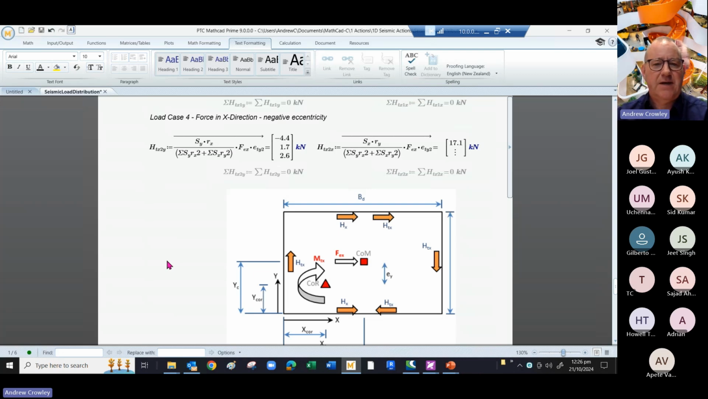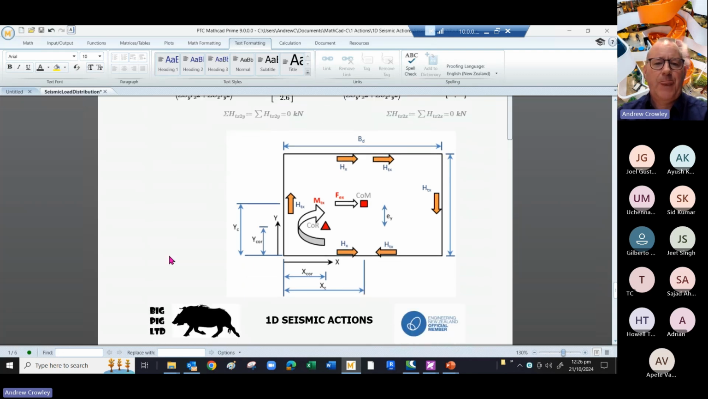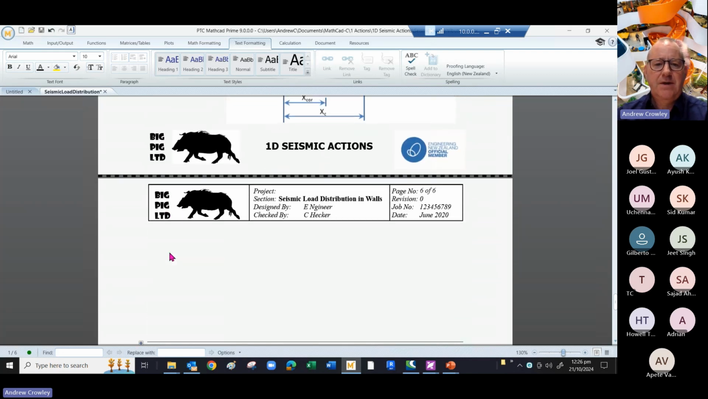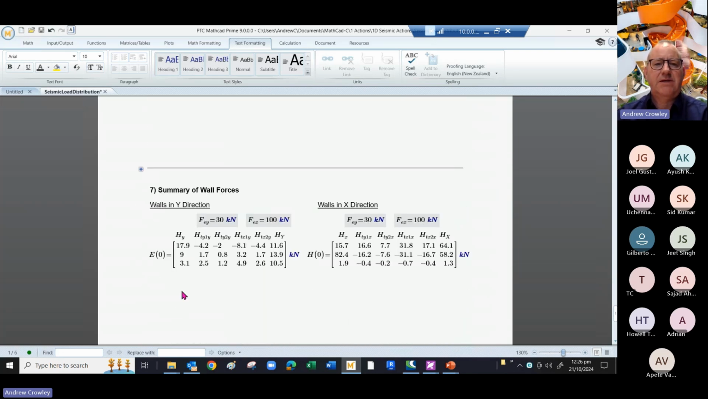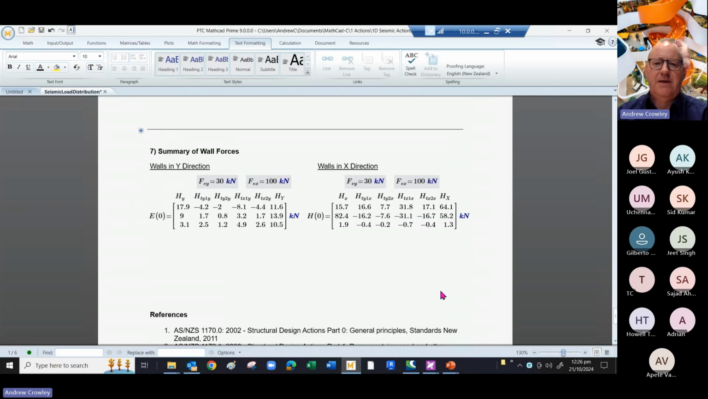There's 30% of that applied in the x direction. And so we then summarize the forces and get the grand totals of the total force in the walls in the y direction and the walls in the x direction. And that's it, nice and simple.